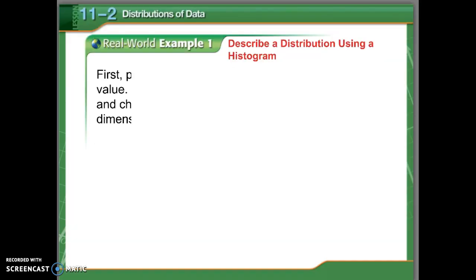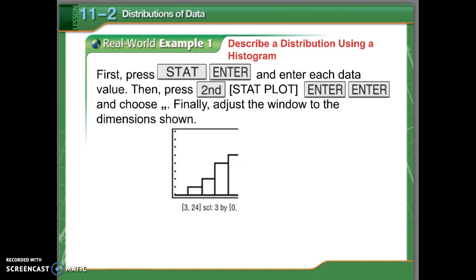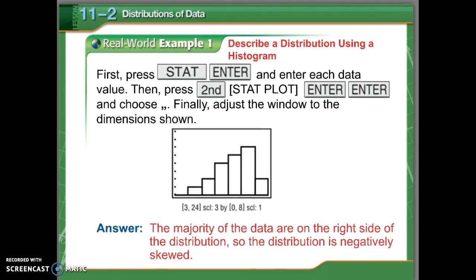Coming back to the lesson, this says the majority of the data are on the right side of the distribution, meaning that it's higher over here. You can see if you were to put a curve over this, the tail will be on the left side, so it's left skewed or it's negatively skewed.